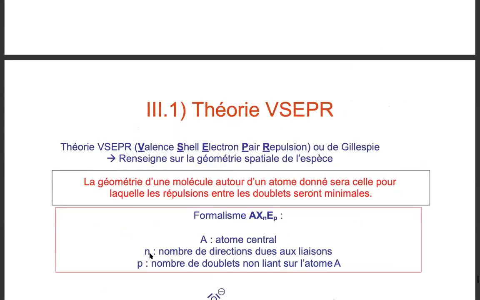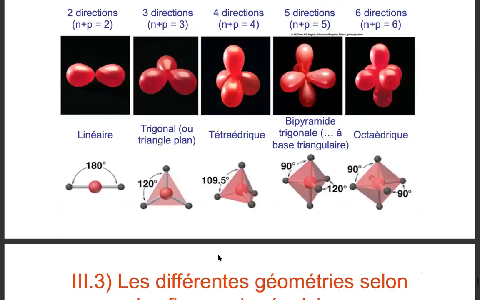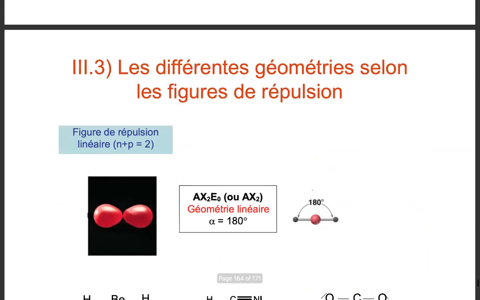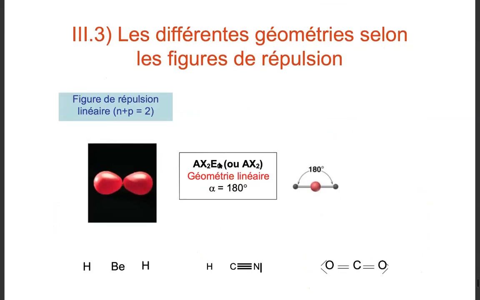N represents the directions de liaison. So there are 2 directions. There is one that's going that side, and there's the other one going in this direction. So there are 2. Then the number of electrons that are non-liant. How many? There is 0. There is totally 0 electrons that are non-liant.